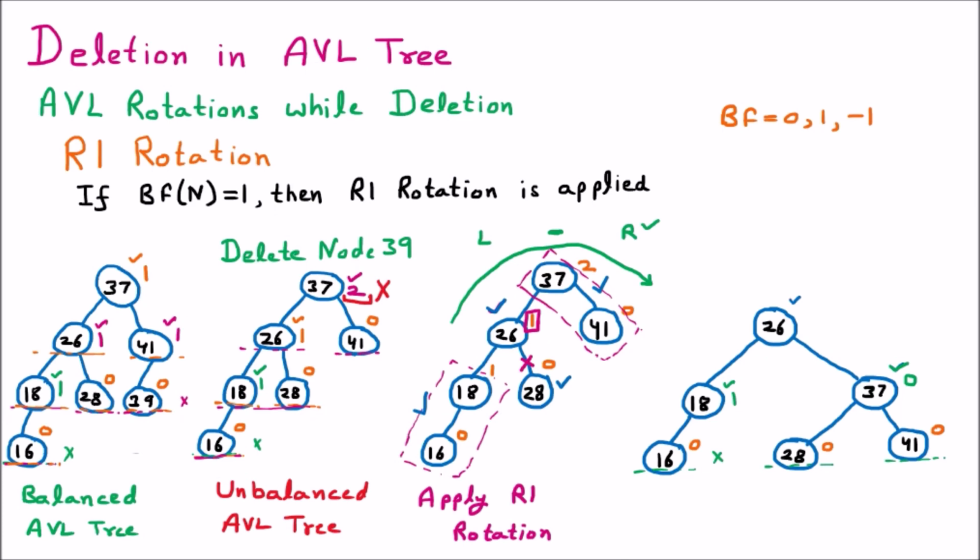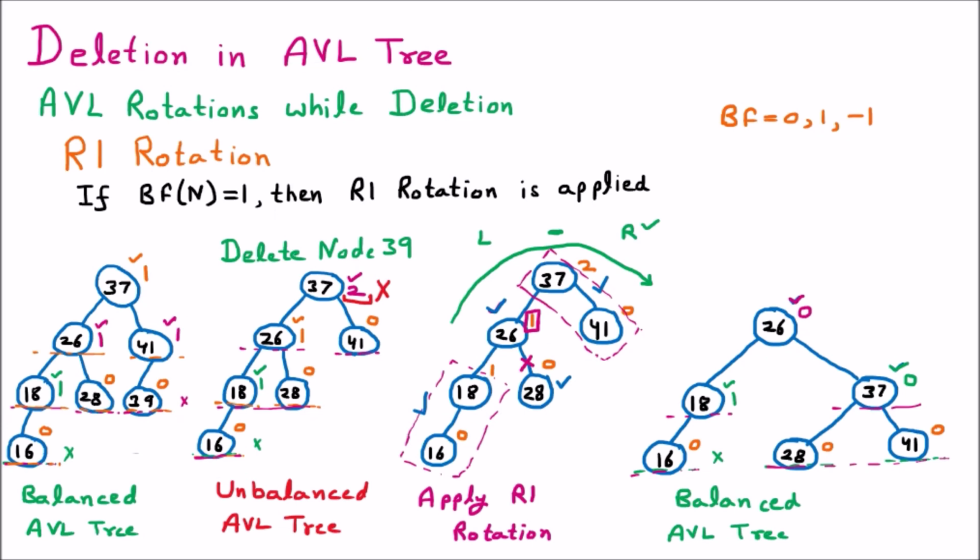Now find the balancing factor of node number 26. On the left we have 1, 2, so 2 on the left. Then on the right 1 and 2, two levels are there. So 2 minus 2. So 26 has balancing factor 0. So this is the balanced AVL tree. So here we have constructed the balanced AVL tree after the rotation R1.